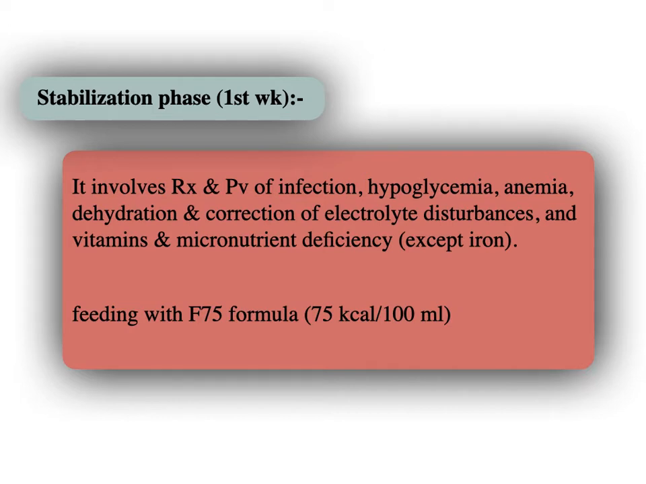The first phase is the stabilization phase, which includes the first week of therapy. It involves treatment and prevention of infection, hypoglycemia, anemia, dehydration, correcting any electrolyte abnormality, and vitamin and micronutrient deficiency, except iron. Usually we start with feeding with F75 formula, which means the formula that gives 75 kilocalories per 100 cc.